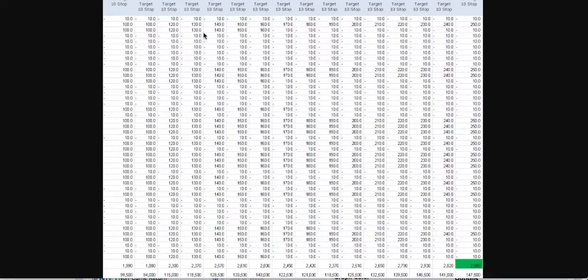So he went from 10-to-1 to 25-to-1, and his 10-to-1 risk to reward made $99,000, and his 25-to-1 made $147,000. And the win rate again didn't drop dramatically from 10 to 25.